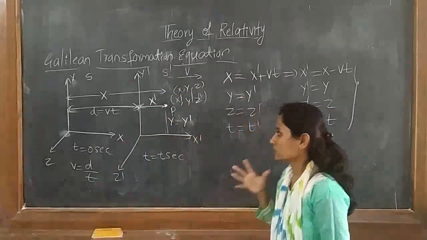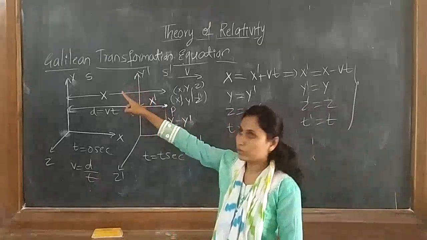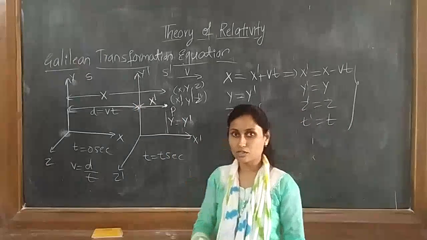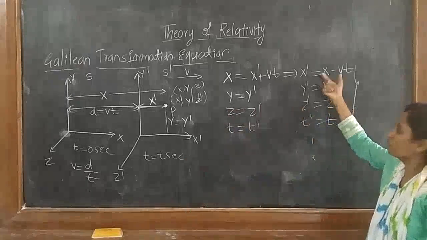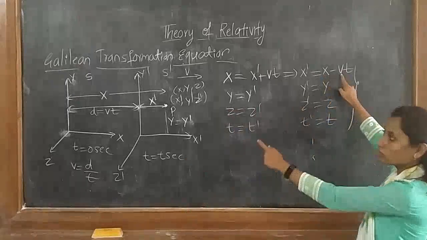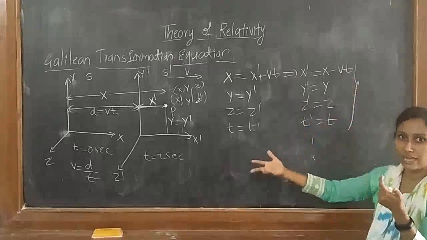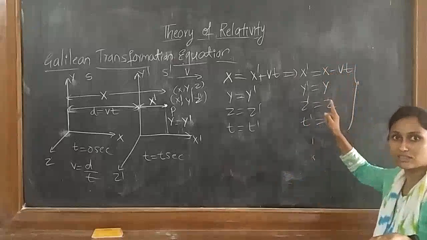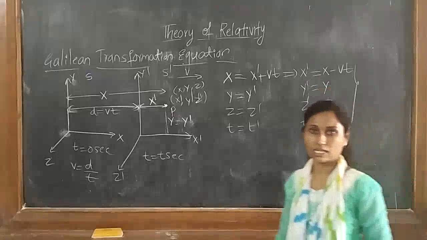Because suppose you know the distance of the event P according to the S frame, but according to the S dash frame you don't know it, then also you can calculate it by using this formula. Because here you know the x value, the velocity of the x dash frame, and how much time it took to reach that point. So if you know all these quantities according to the S dash frame, what will be the distance? We can calculate. That is what x dash means.